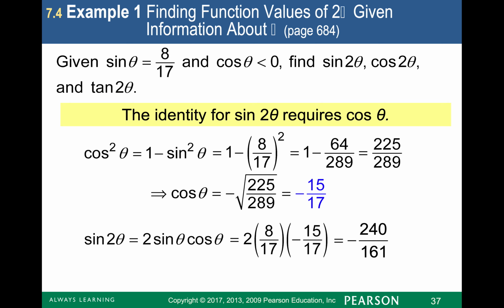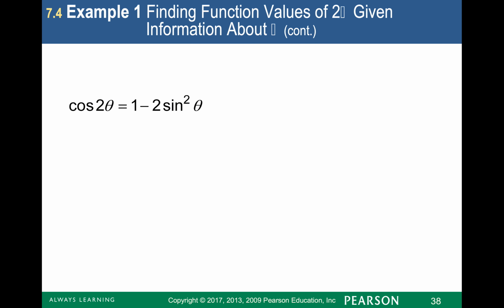I'm going to replace sine and cosine with their values to get negative 240 over 289. There are a lot of times when you're plugging directly into these double angles that you're going to have to find information before you can even begin to plug into the identity.